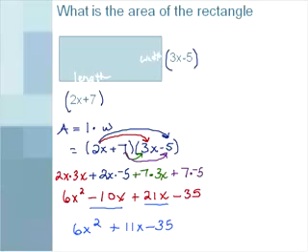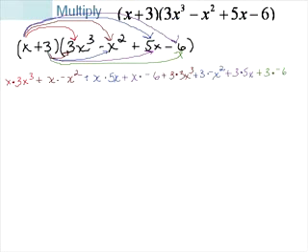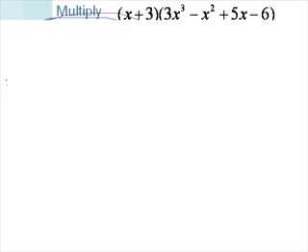All right, and our last problem that we're going to take a look at is multiplying. I'm going to cover this up for a moment so we can talk about this problem. Multiplying x plus 3 times the quantity 3x cubed minus x squared plus 5x minus 6. So what we're doing here is multiplying a binomial times a polynomial. So lots of multiplications, and you may have seen that quickly before I covered it up. Lots of multiplications going on here.